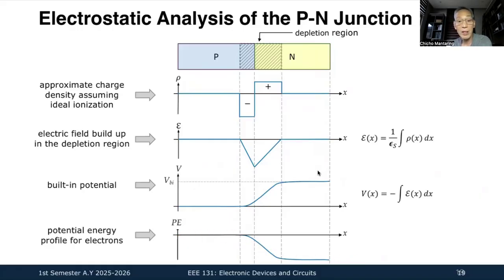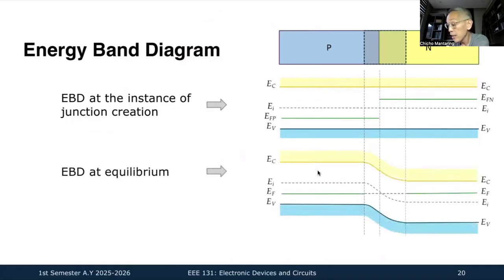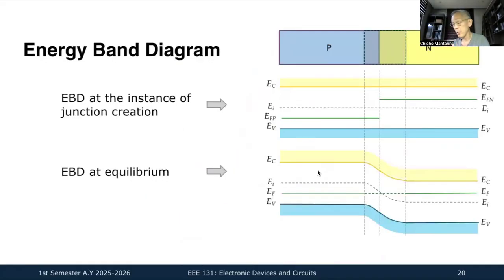Okay? So that is the electrostatic analysis of your PN junction, no? So your energy band diagram will actually have this shape as you go from the left to the right. Okay? So this is your energy band diagram at the instant of junction creation. And this is now how the energy band diagram will look like. So itong shape na to is the same as the shape. That's your energy band diagram.